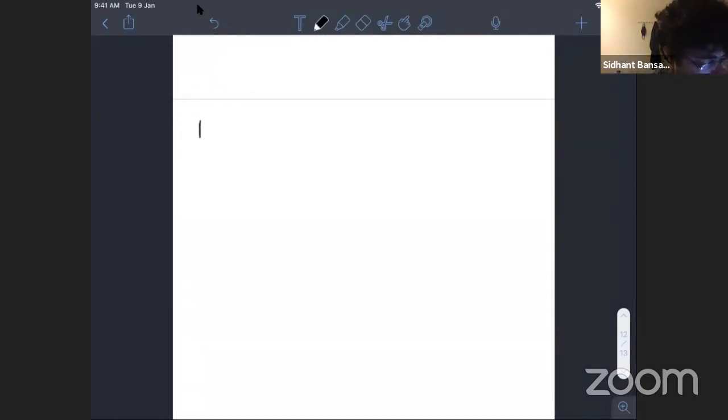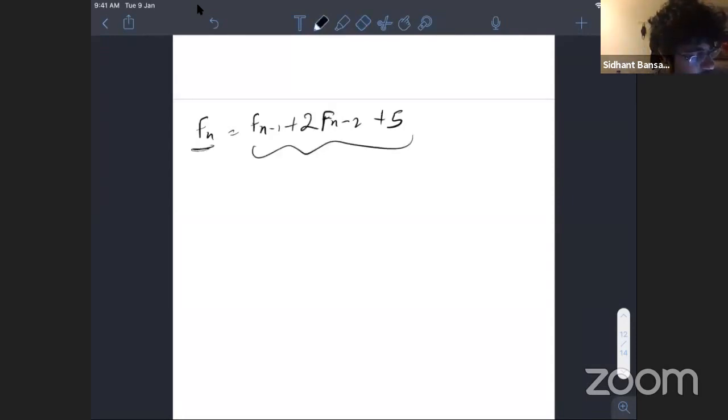The important thing is, let's say you have some other recurrence. I'll just show you an example of how to solve generic recurrences. Let's say you had this recurrence. I'll just give this as a last example and then we can wind up. So let's say this was the recurrence, which is fn is equal to fn minus 1 plus 2 times fn minus 2 plus 5, some random constant.